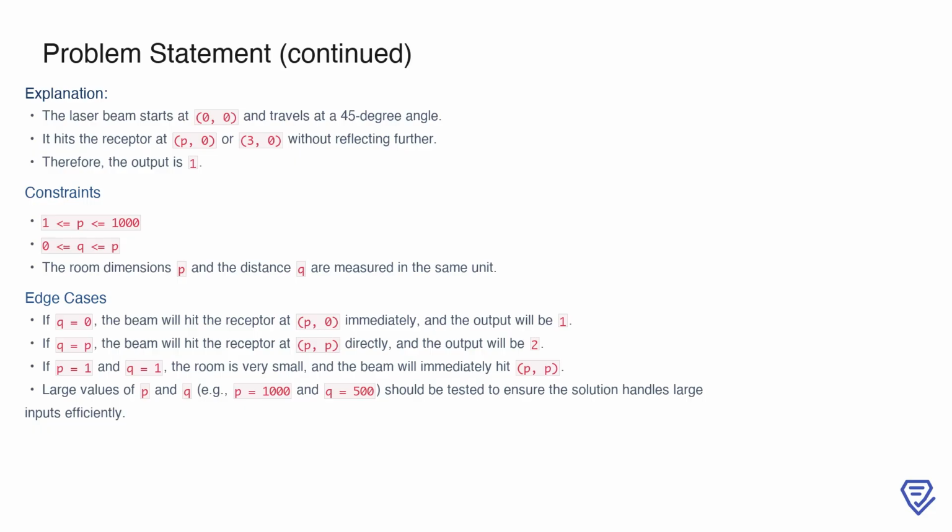Finally, for large values of P and Q, like P equals 1000 and Q equals 500, the solution must be efficient enough to handle these calculations without performance issues. This ensures the program works correctly even for extreme scenarios.